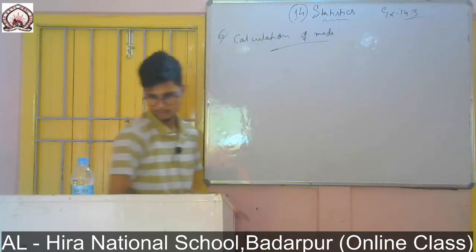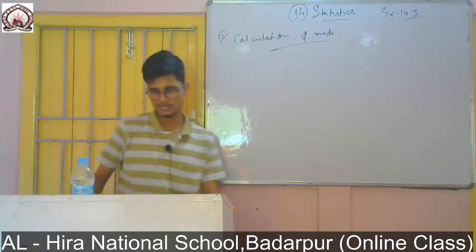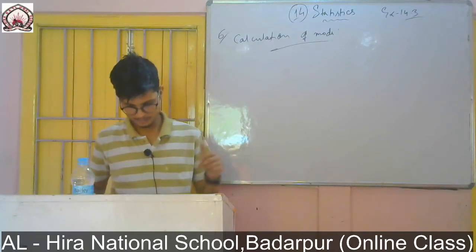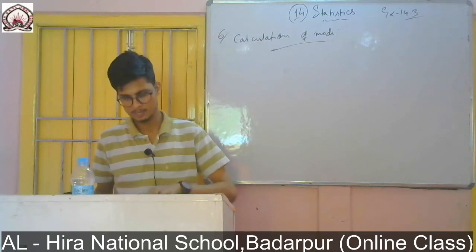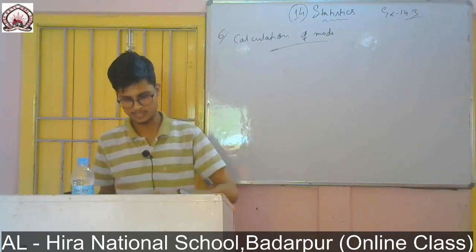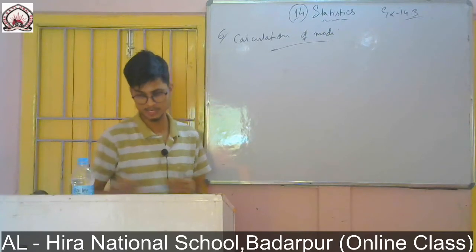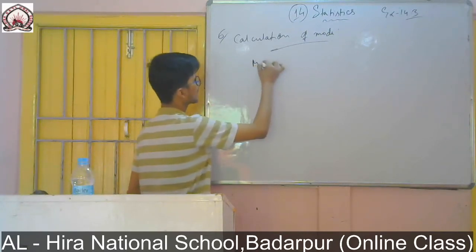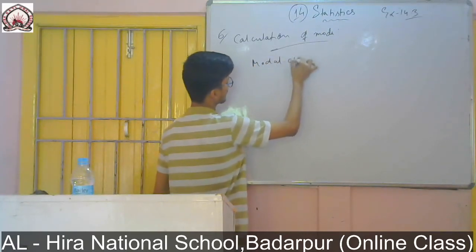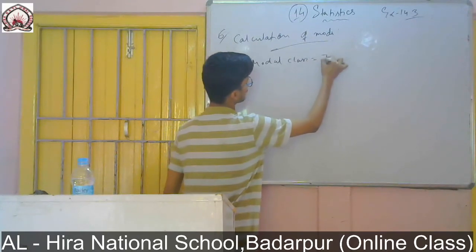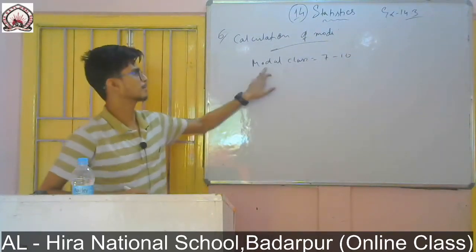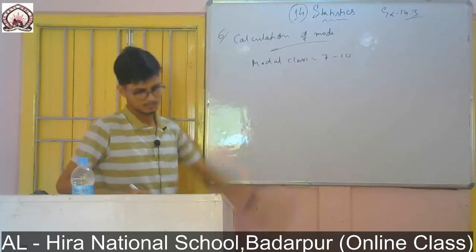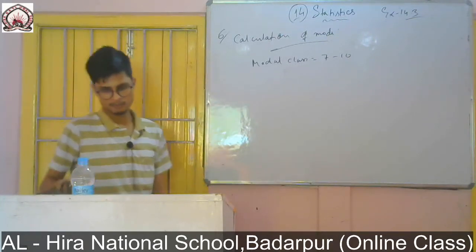We know how to calculate the mode. First I have to find the frequency which is maximum. The maximum frequency is 40. Against 40, the class interval is 7 to 10. That means this will be our modal class. How did I get this? In this modal class 7 to 10, the frequency is highest, that is 40.